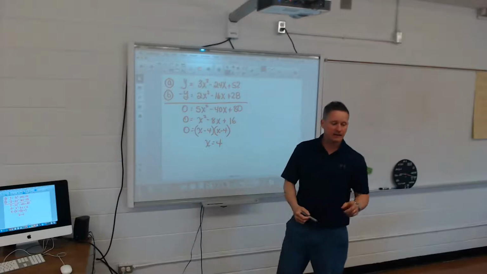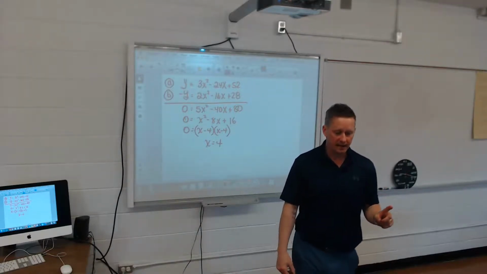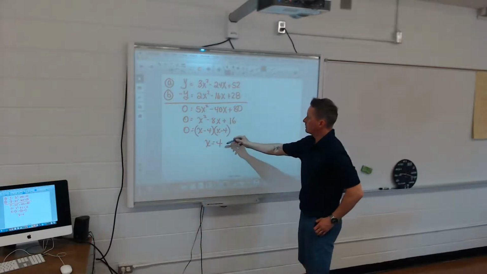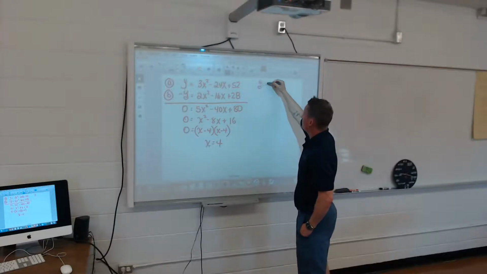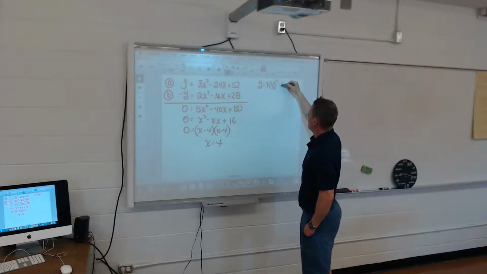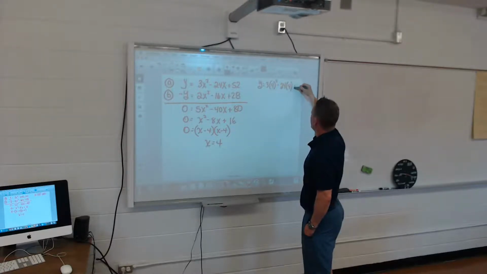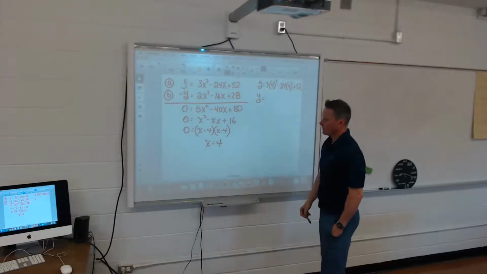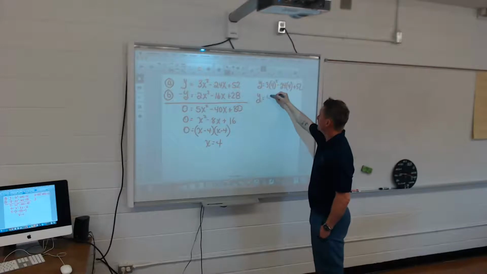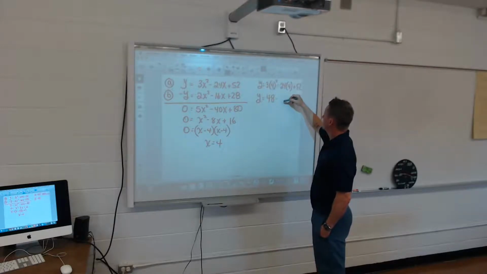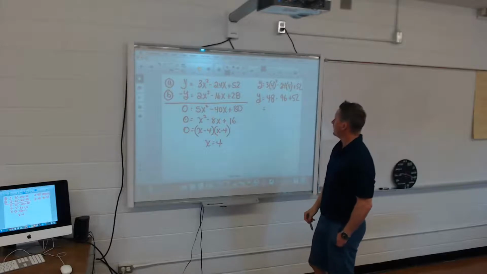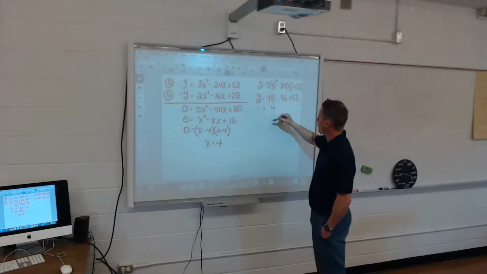All right, and you'll notice I only have one solution now, which means that I'm talking about the vertex for both of those two equations. So now I substitute in 4 into one of these equations. So y equals 3 times 4 squared, minus 24 times 4 plus 52. So 4 squared is 16, so that's 48 minus 96 plus 52. 48 and 52 make 100. 100 subtract 96 is 4.